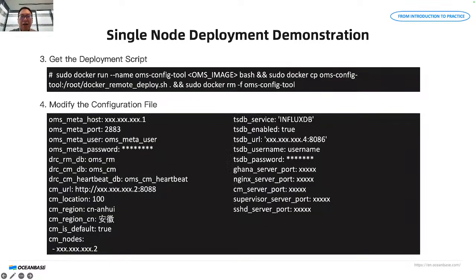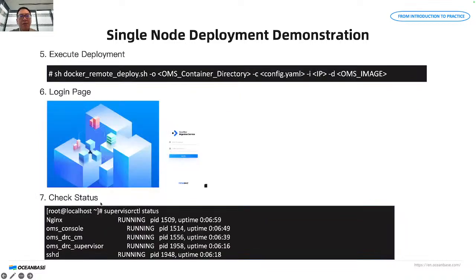And then execute the command to get the deployment script. Note the parameters OMS image need to be replaced. We will give a detailed introduction to this parameter later. The fifth step is to execute the deployment. During this step, we need to specify the mount directory for the OMS container and configuration we parsed earlier. The configuration file path should be provided as an absolute path.